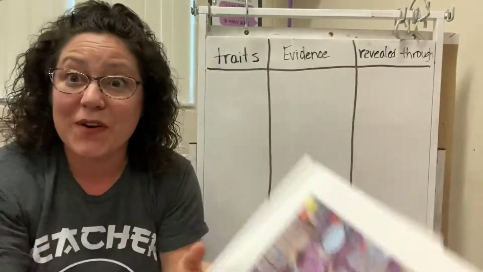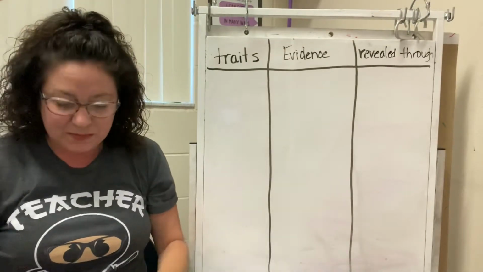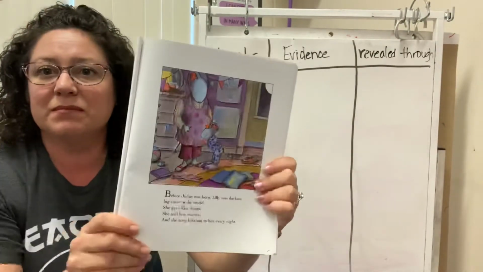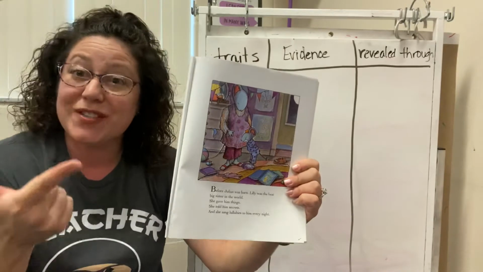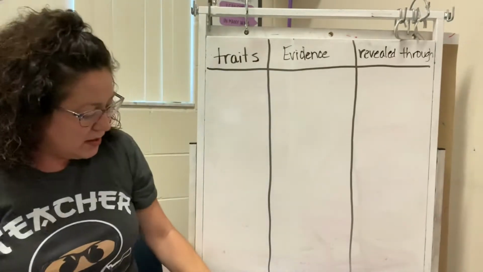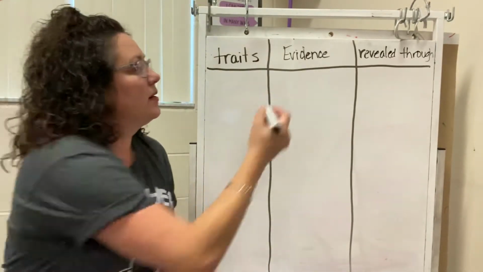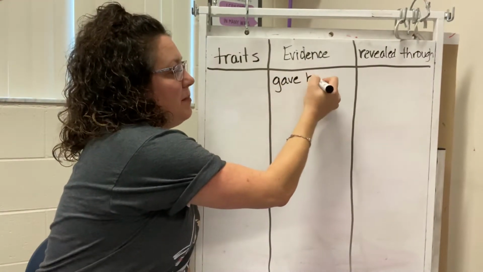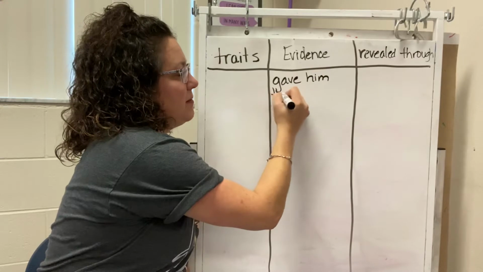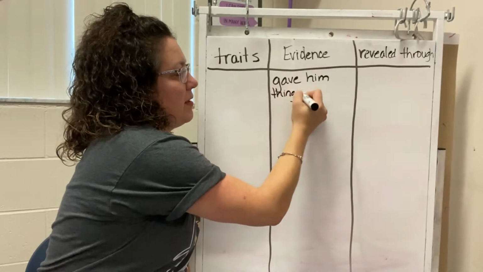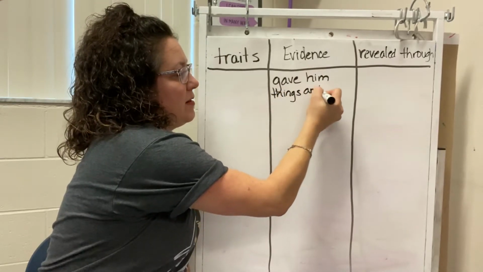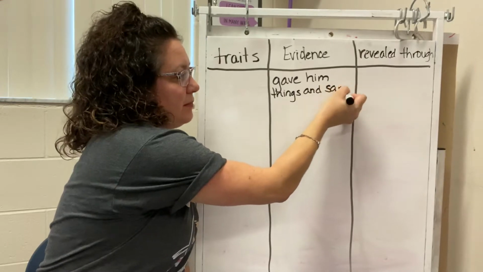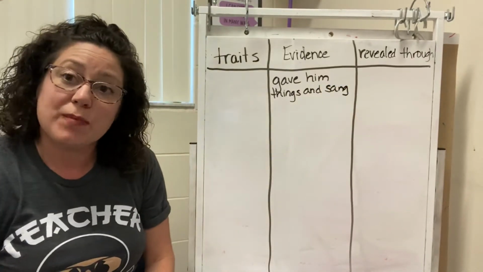So let's do some inferring right there. Let's stop and think. What did Lily do? She gave him things. She sang him lullabies, right? So in my chart, I'm going to say gave him things and sang. Okay, so you should be writing that down too.